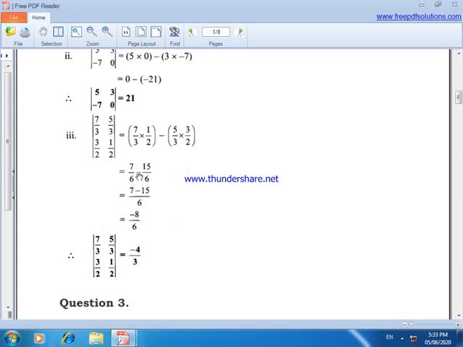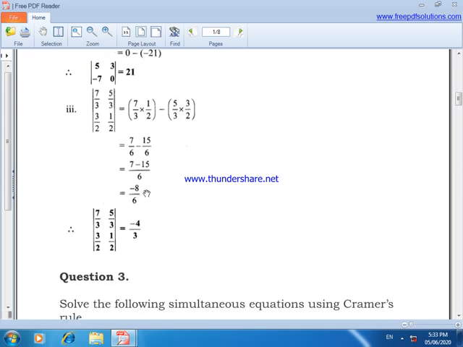Now here 7 upon 6 minus 15 upon 6. Now we are going to subtract the 7 upon 6 and 15 upon 6. Now here 6 is the same denominator, so here LCM is 6, that will be written as it is. Then just subtract the numerator, that is 7 minus 15. 7 minus 15 upon 6. 7 minus 15 is equal to -8 upon 6.